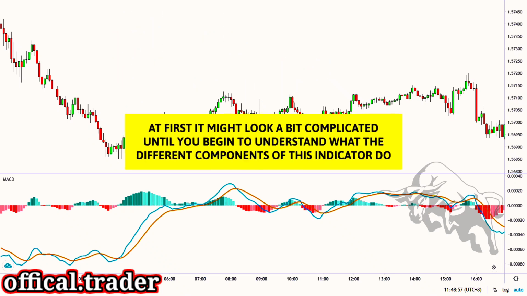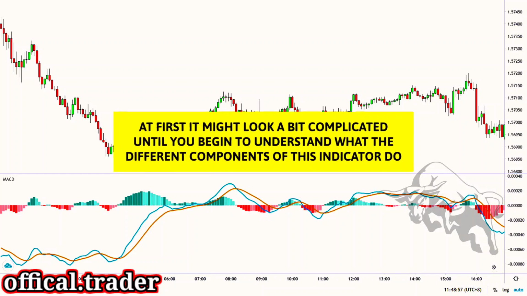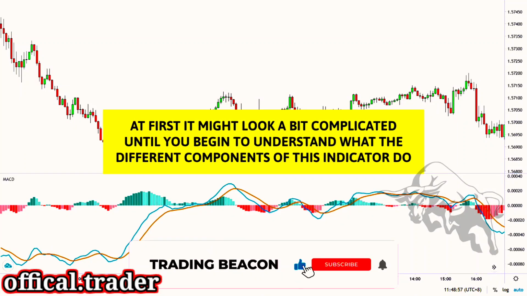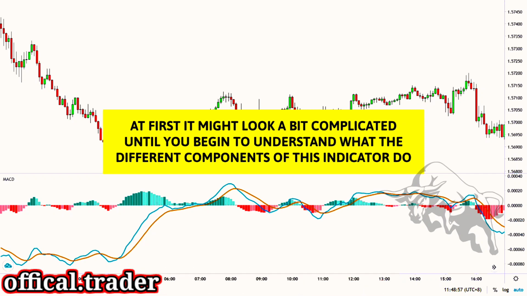the world. At first, it might look a bit complicated until you begin to understand what the different components of this indicator do. So let's set it up on our charts and we can run through this step by step.